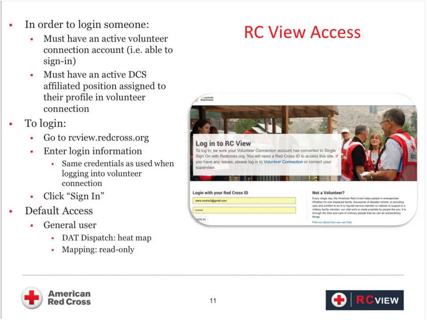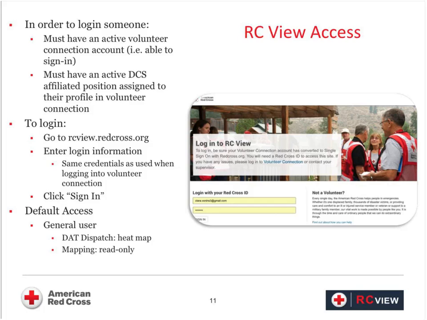In order to be able to log into RC View, a couple of qualifications must be met. First, someone must have an active Volunteer Connection account. In other words, they're able to sign into Volunteer Connection. If they have an active account, they must also have an active DCS position assigned to their profile in Volunteer Connection. Typically, that assignment of a disaster cycle services position must be done by someone working in volunteer services.